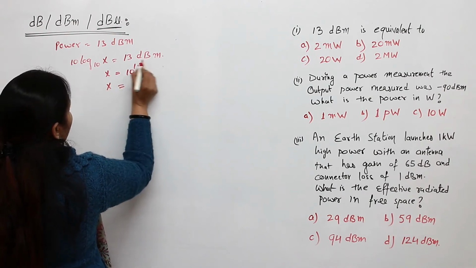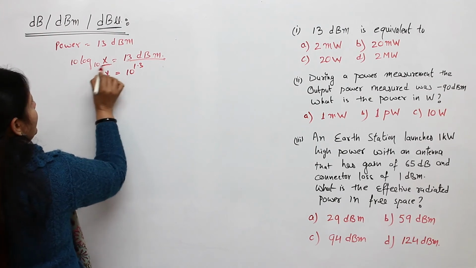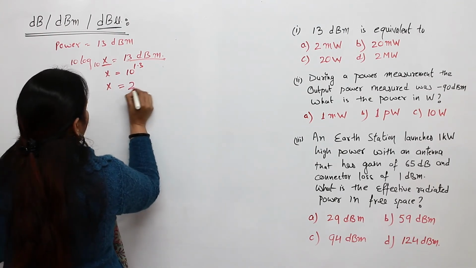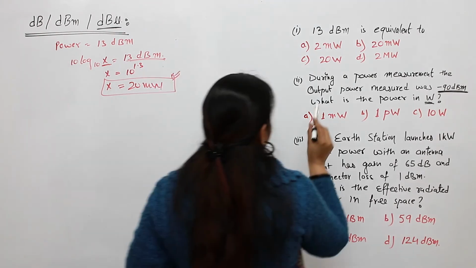X is, here the unit is dBm. So the result will be calculated in milliwatt. X will be 20 milliwatt. Okay, very simple. Now the second problem.